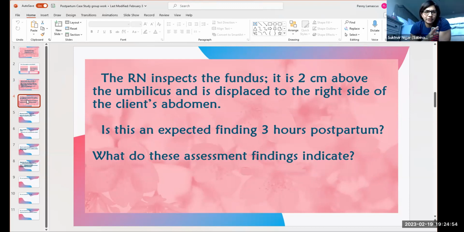Uterine atony, like it's deviating to the side. So there's atony. So the bladder is full. The bladder is preventing that uterus from contracting. So what else would you find in your assessments?